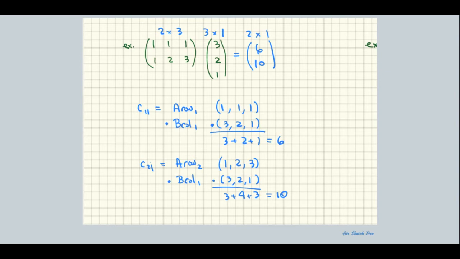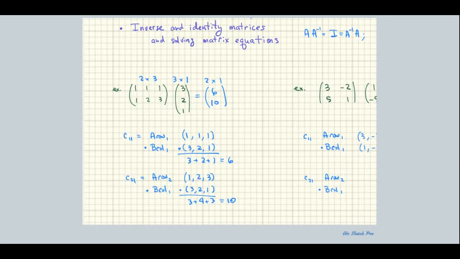You end up with 2 entries because I had the dot product of 2 rows and 1 column. If I had 3 rows and 4 columns, I'd have 12 dot products and 12 entries. And that's how we end up with this. The shape of the matrix is always given by the outers, the outers, 2 by 1. That's called the outers. The inners have to match.